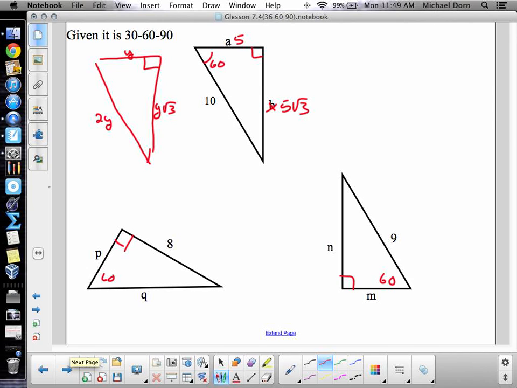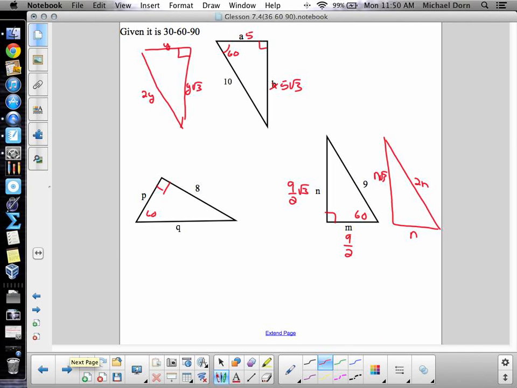All right. This one I'm giving the hypotenuse is 9. And again, it's short leg, long leg, short leg times the square root of 3. If the hypotenuse is 9, how long is the short leg? 4.5 or 9 halves. And how long is the long leg? 9 halves times the square root of 3.